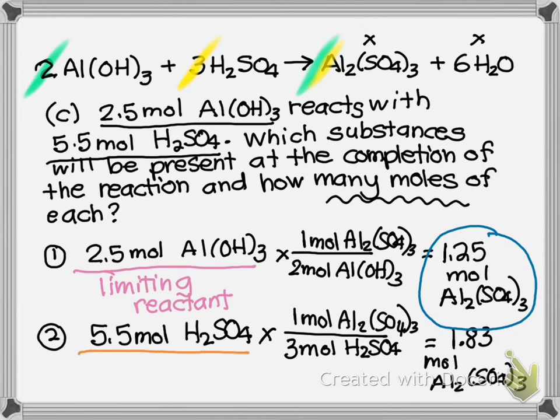That also means that the sulfuric acid is the excess reactant, which means there is going to be some of the excess reactant left over. We're going to have to calculate it. This number right here means nothing to us. Remember, the only reason I calculated that was to compare to what the aluminum hydroxide made. So remember, 1.25 moles of aluminum sulfate is going to be made.